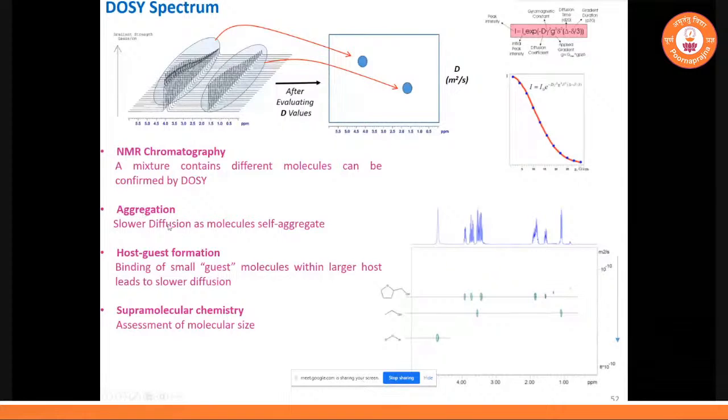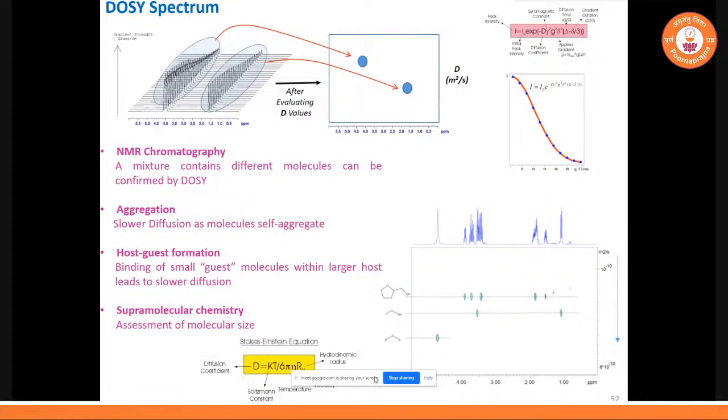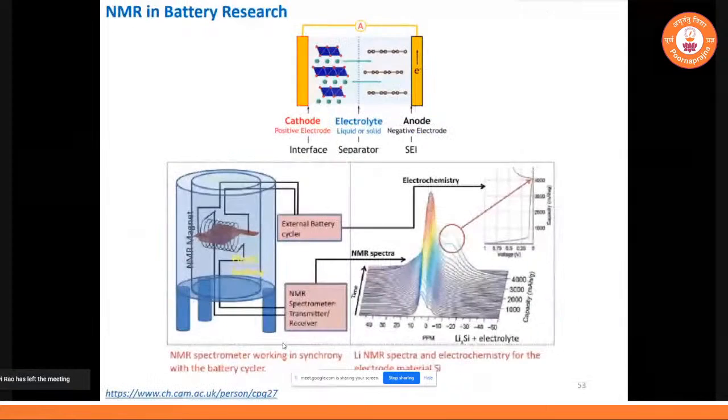Also, this found application in aggregation, to study the diffusion of self-aggregated systems. Host-guest formation, when binding of a small guest molecule within the larger host slows diffusion, to understand the host-guest functionalities, and also in supramolecular chemistry for assessment of molecular size, because your diffusion coefficient is related to your hydrodynamic radius. So thereby you can estimate the molecular size. That is given by the Stokes-Einstein equation. So diffusion is a very popular and very powerful technique in NMR. This is one of the applications of NMR. And NMR also found application in battery research.